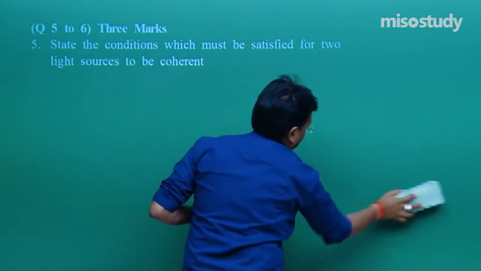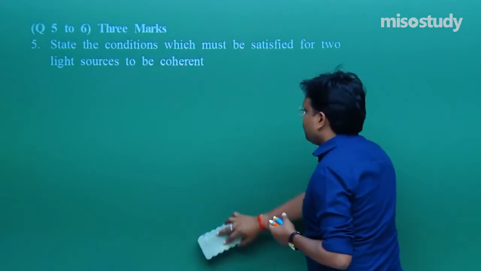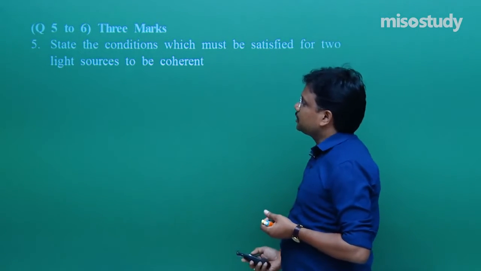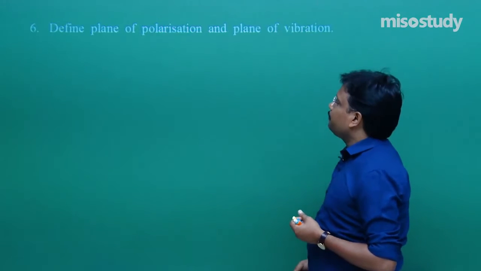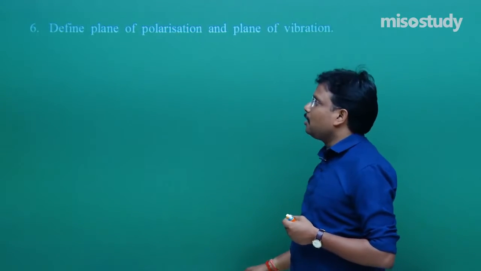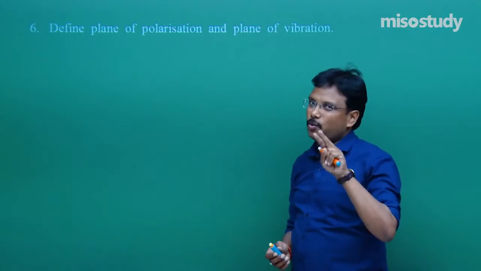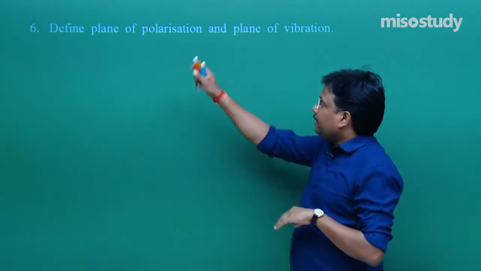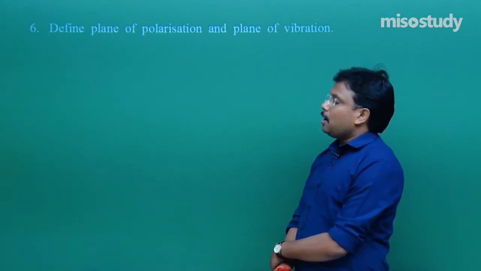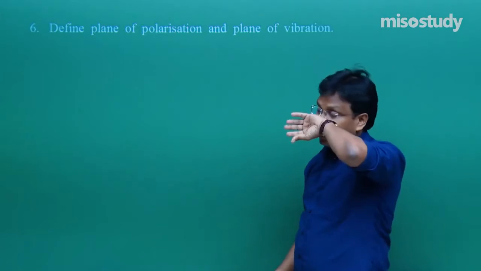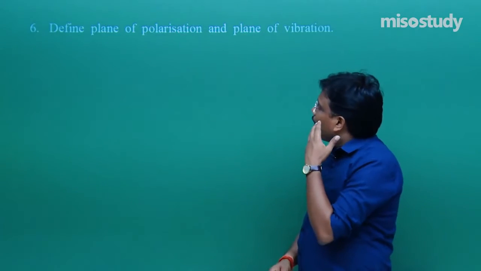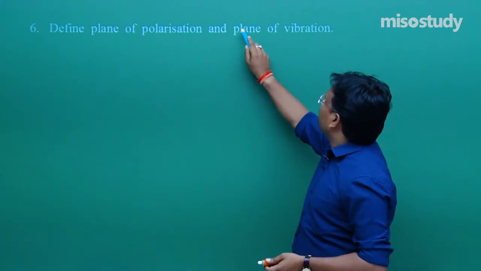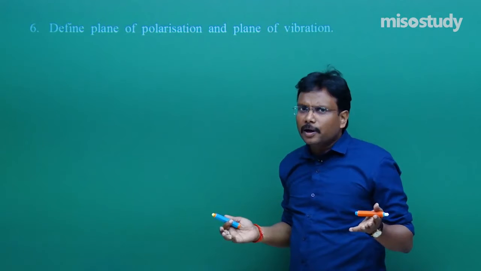Then comes question number 6, and this question is also for 3 marks. Just take a look: define plane of polarization and plane of vibration. Now, in this question you can do 2 things. I picked this question specifically for this reason. Either you write down something about polarized and unpolarized light, then explain what the plane of polarization is, and then the plane of vibration. So, a few words you can write down.